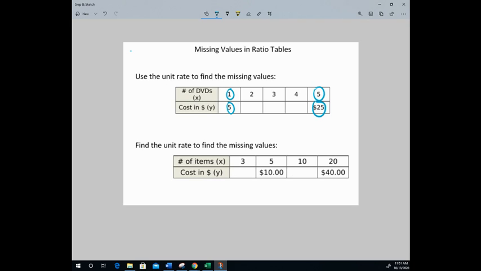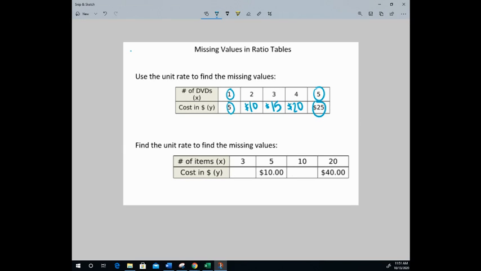So 2 DVDs, if I took 2 and multiplied that times 5, 2 times 5 gives me 10. So this would be $10. 3 times 5 would give me 15. So that would be $15. And 4 times 5 is 20. So 4 DVDs would cost $20.